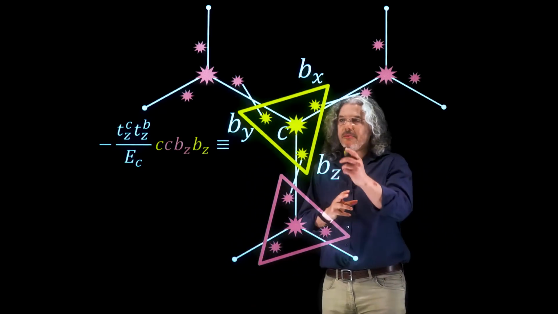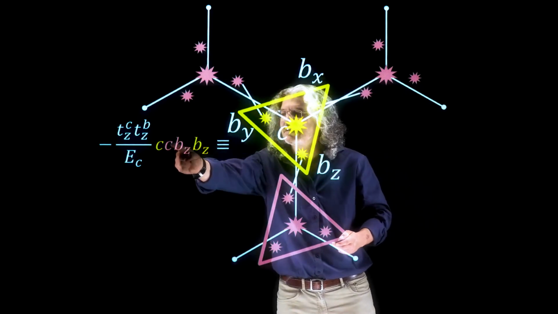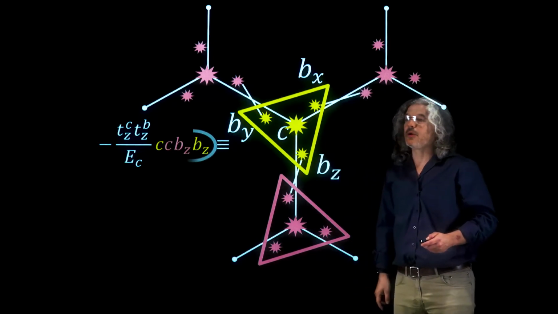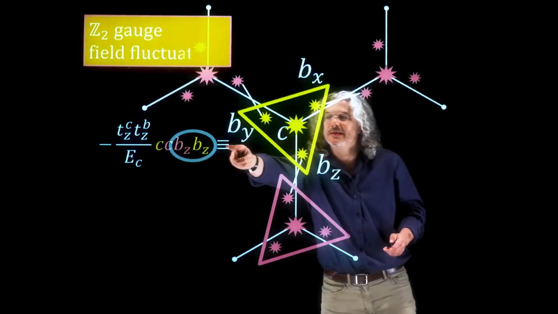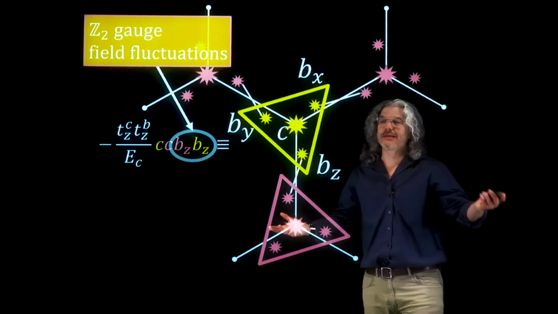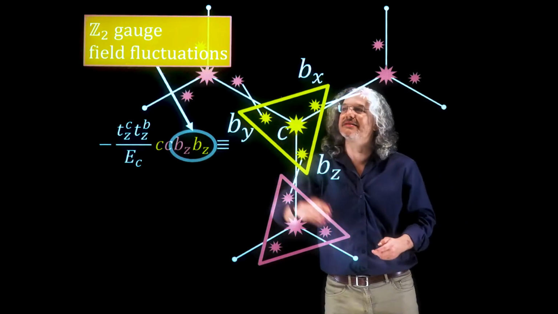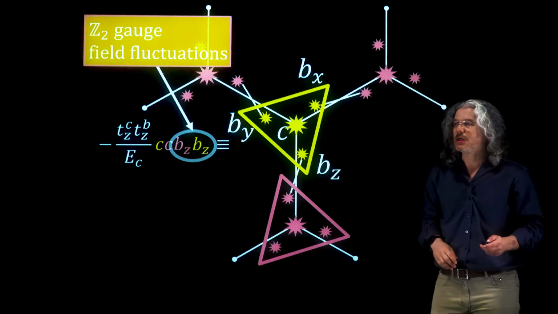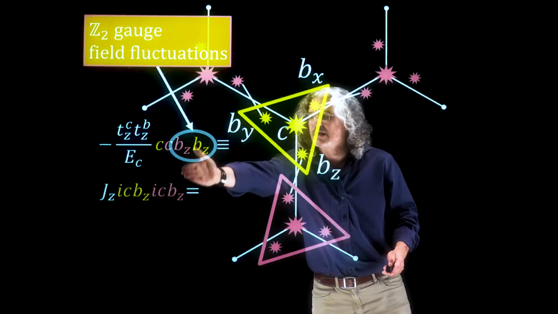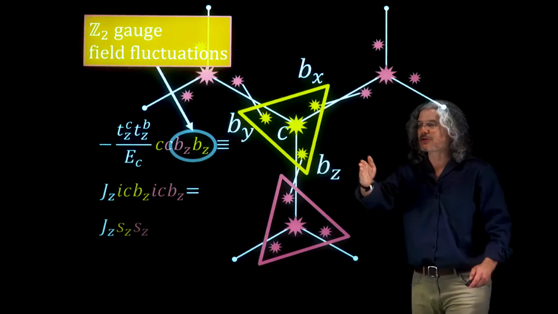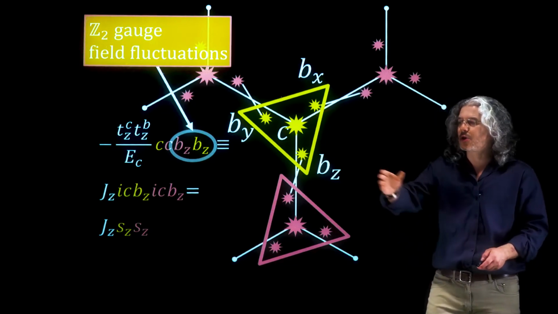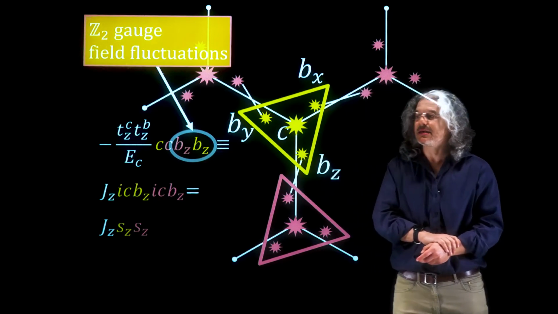So in these models with charging energy, in addition to the CC coupling, we will have BZ coupling. These BZ terms do not commute with the charging constraint, but they do commute with all the other terms in the Hamiltonian. And these are known as the Z2 gauge field fluctuations. So again, I can rearrange this term in the following fashion, and using our definitions of spin in terms of the Majorana operator, we'll get a term which looks like JZ, SZ, SZ.